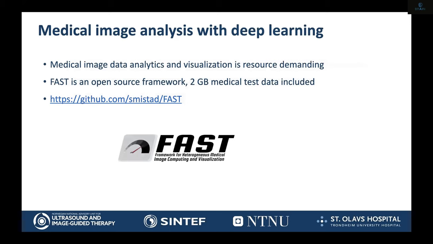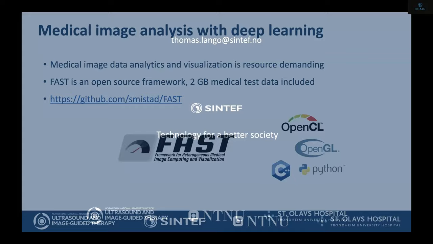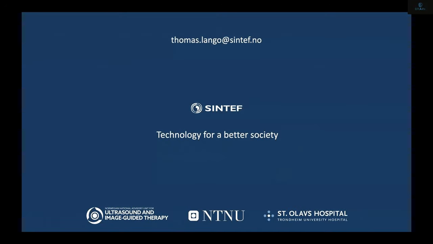If you want to know more about this, you can go to GitHub and have a look at the FAST framework. It's open source also. There is some test data included there that Erik put out for students, etc., who want to test and get started, familiarize themselves with this. So that was a short and quick overview, I hope I didn't talk too fast, and I'm happy to answer questions and discuss more examples with you afterwards if you want to know. Thanks a lot.